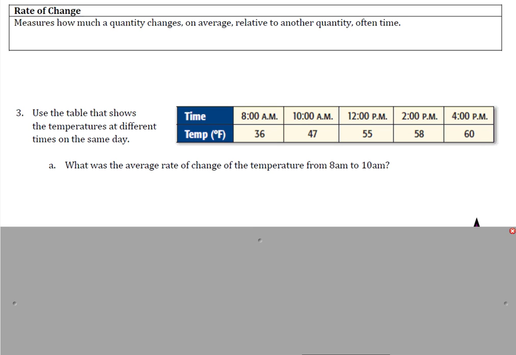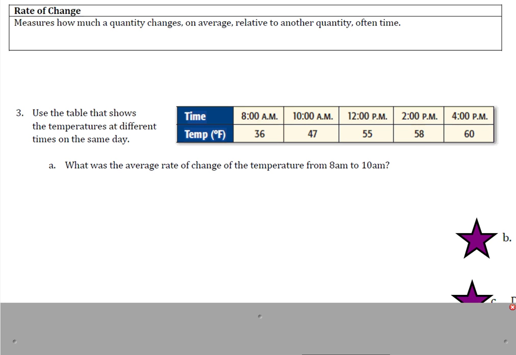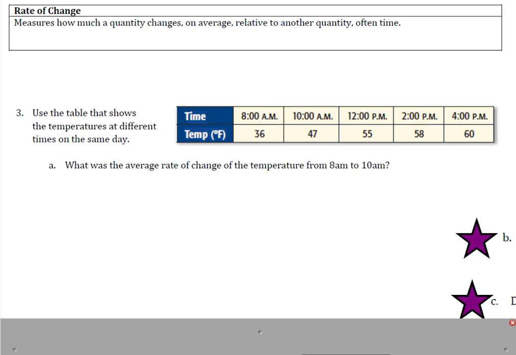So rate of change is how slope is oftentimes represented. Rate of change measures how much a quantity changes relative to time most of the time. So if you take a look, how much does the temperature change over the course of time? What is the average rate of change of temperature from 8 a.m. to 10 a.m.? The way that works is this.